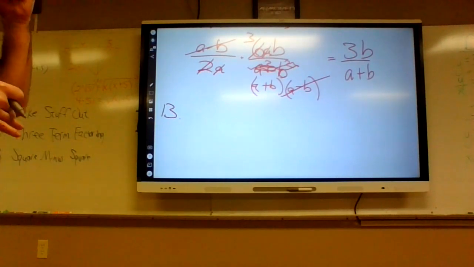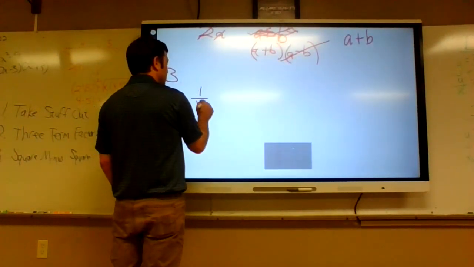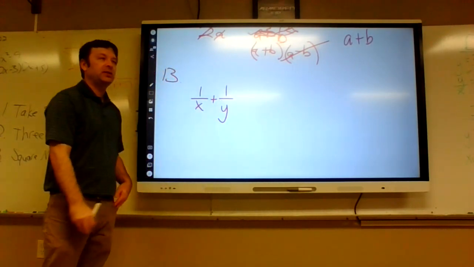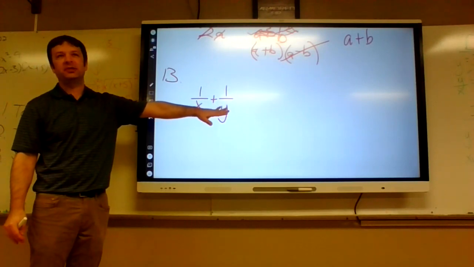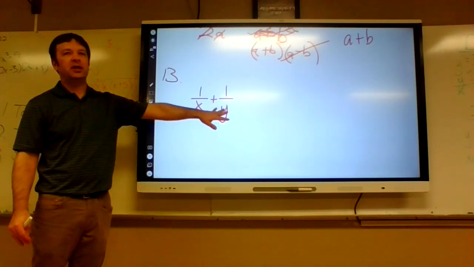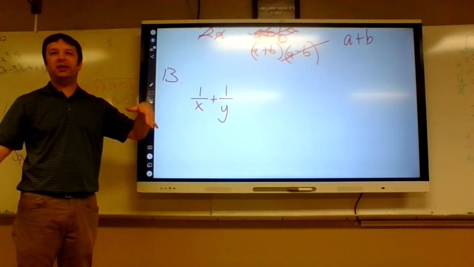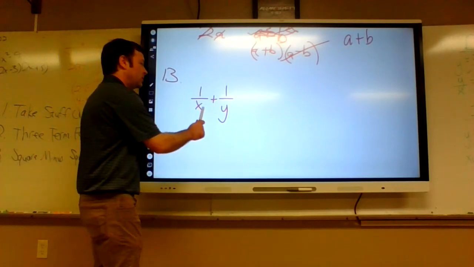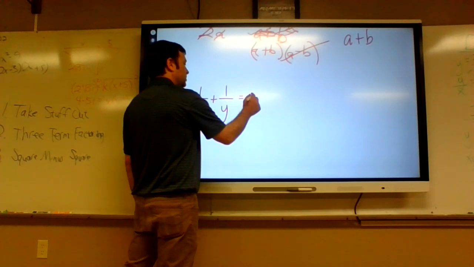But first we need to do 1 over x plus 1 over y. Even though this is kind of a division problem, we kind of passed into addition territory, which is a little scarier, right? When we're adding or subtracting fractions, we need a common denominator. So what do x and y go into? xy.